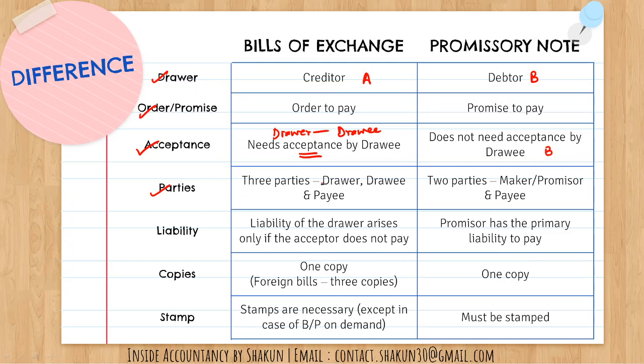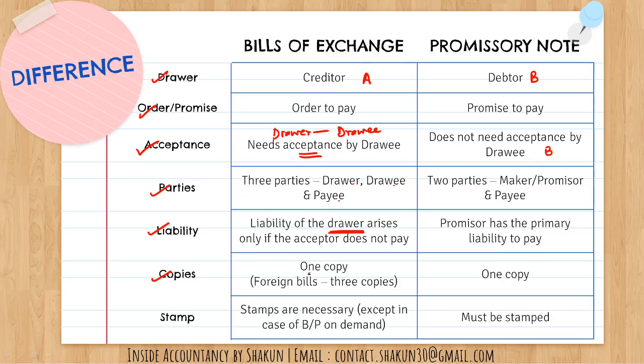Parties: in bills of exchange there are three parties: drawer, drawee, and payee. But in case of a promissory note, only two: the maker, who is the promisor, and the payee. In terms of liability, the liability of the drawer arises only if the acceptor does not pay. So the drawer is not liable to make any payment until and unless the acceptor, or the debtor, or the drawee refuses to make the payment. But in case of a promissory note, the promisor has the primary liability to make the payment. Do not get confused between drawer and drawee, please.